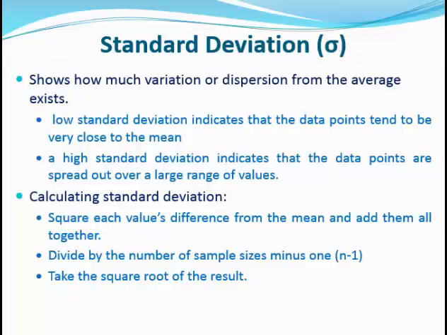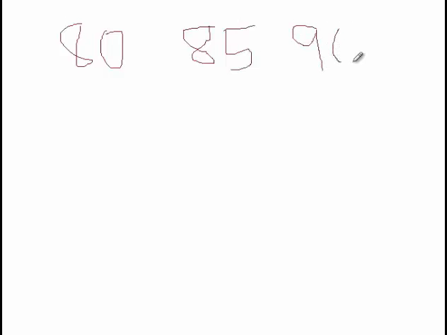Standard deviation is a measure by which you determine how far the averages are off from the mean, how different they are from the mean. Just to give you an example of where standard deviation would be important, let's say we had two tests. One had three scores, 80, 85, and 90.